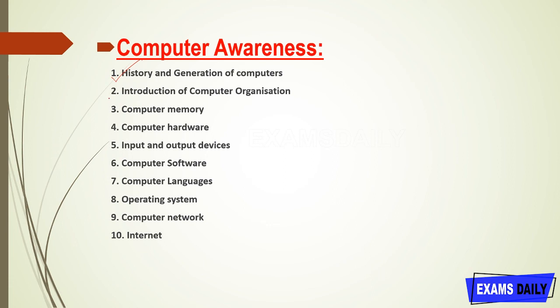And then the introduction of computer organization, like when did Microsoft introduce, HCL and IBM, so like that organizations. And then next, computer memory and computer hardware, input and output devices, computer software, computer languages, operating system, computer network and internet. So these are the topics for computer awareness. So the basic things they ask you from this computer awareness.